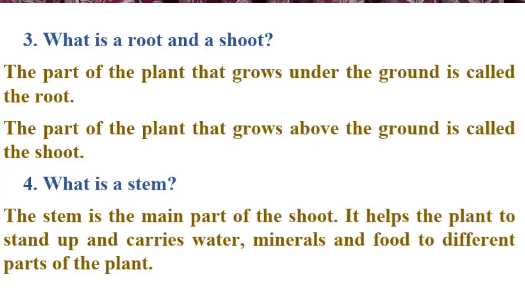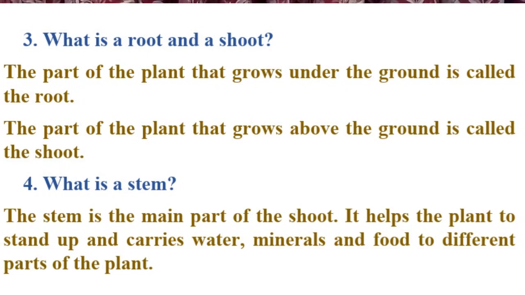Question number 3. What is a root and a shoot? Answer: The part of the plant that grows under the ground is called the root. The part of the plant that grows above the ground is called the shoot.